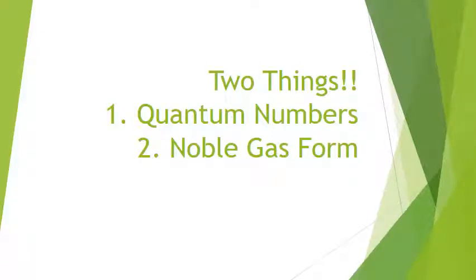Okay, so I need to add a couple more things to the quantum model and electronic structure because I forgot to include them. So we'll go over them. They are, one, the quantum numbers and how they relate to orbital energy diagrams, and two, noble gas form, which is related to electronic configuration. They're kind of independent of each other. Quantum numbers we covered when we talked about quantum, and noble gas form is going to relate to electronic configuration.